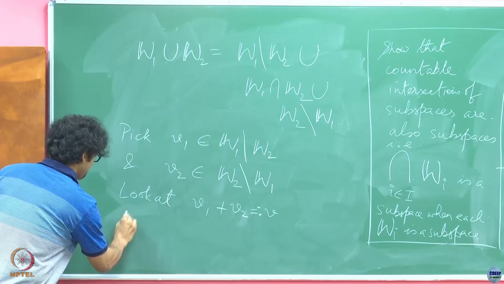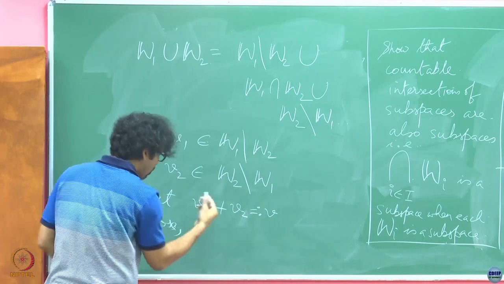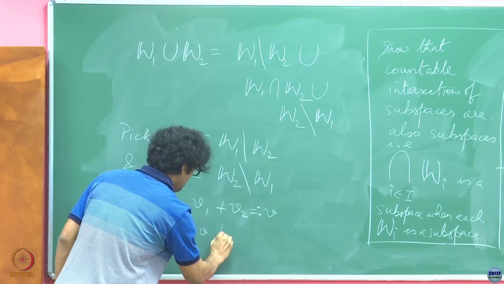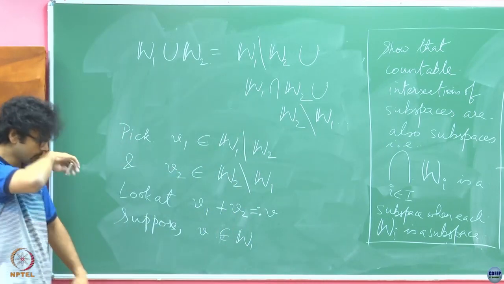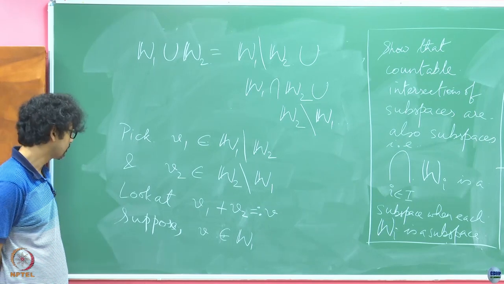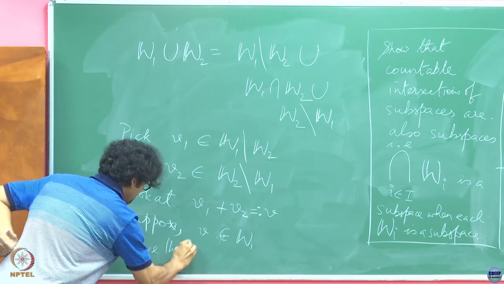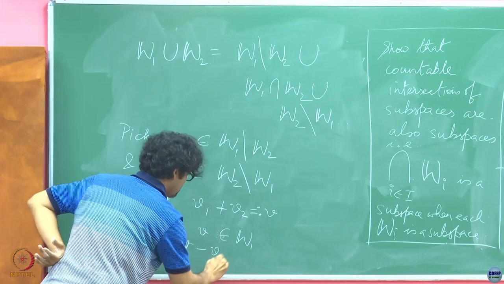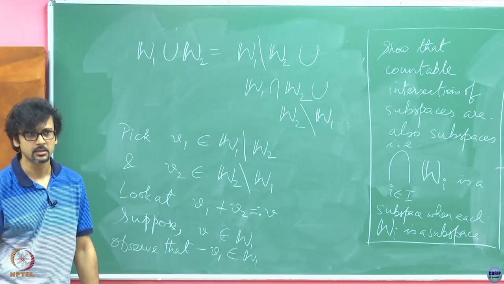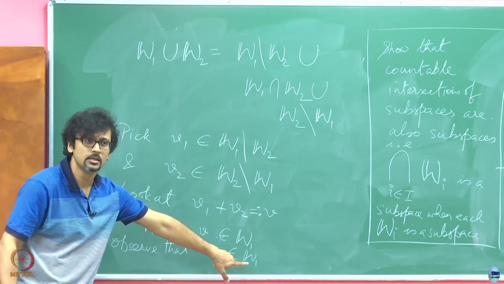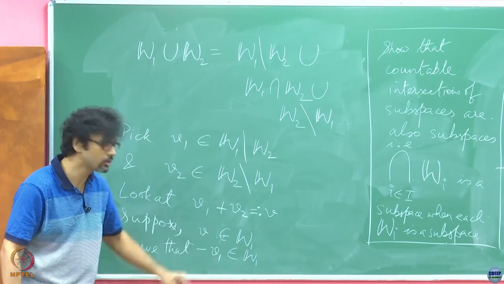So suppose, on the contrary, V belongs to W1, okay? Observe that minus V1 belongs to W1, why? Because W1 is a subspace, so whenever V1 belongs to W1, the additive inverse of V1, denoted by minus V1, must also belong to W1.